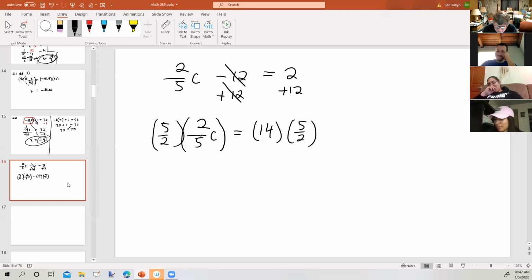All right. 5/2 times 2/5 reduces down to 1. 1 times C is C.